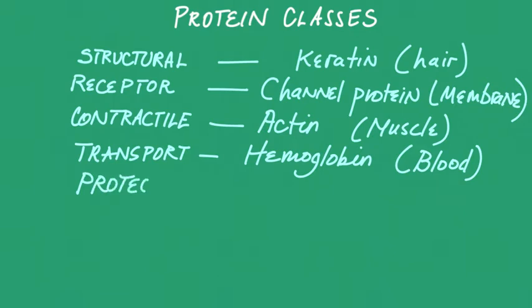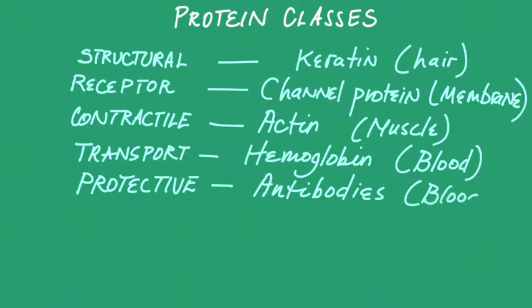Protective proteins protect us from infections, as in the case of antibodies. Antibodies are proteins and they are produced by white blood cells and they travel around in the blood looking for the infectious agent.